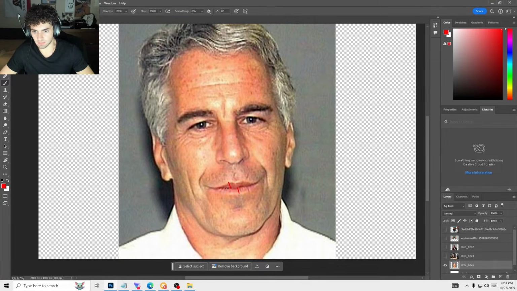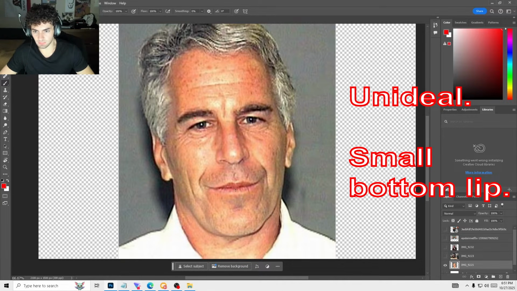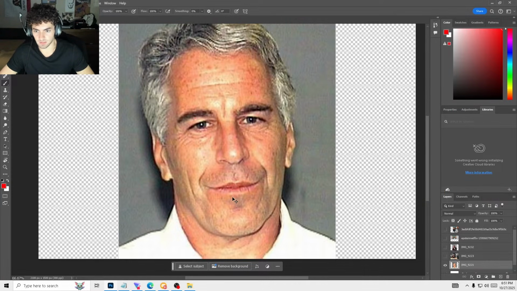I mean, his lower lip is only 1.2 times longer than his upper lip, which isn't enough. You need it typically like 1.4 to 2 times longer than your upper lip. So yeah, if Jeffrey Epstein got some bottom lip filler, I mean, not anymore, but if he got some bottom lip filler, he'd ascend really hard.